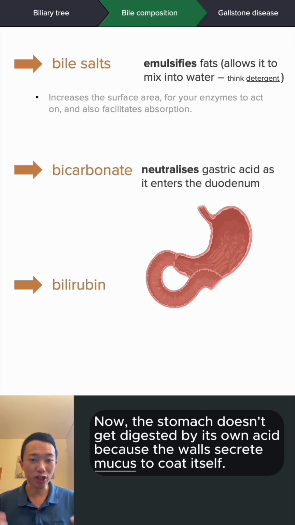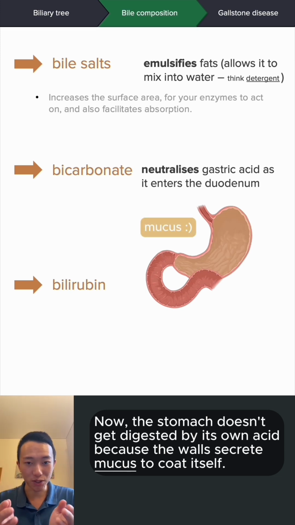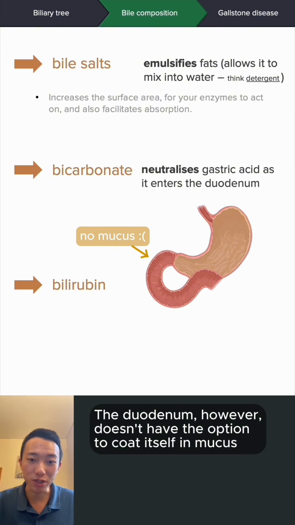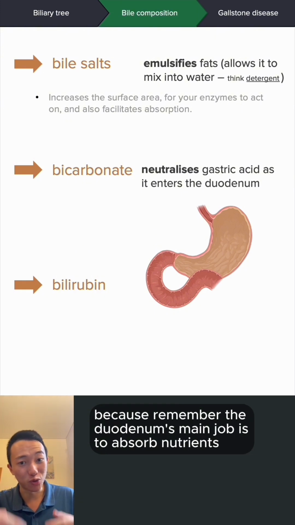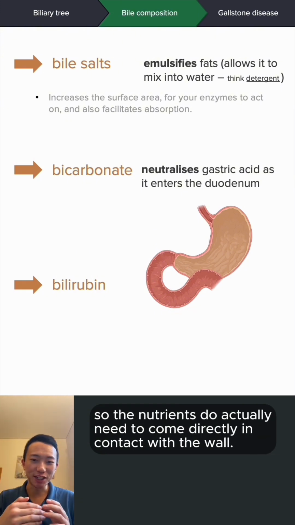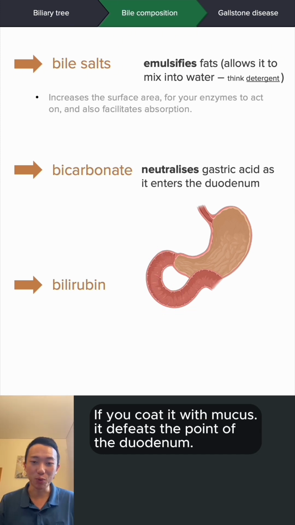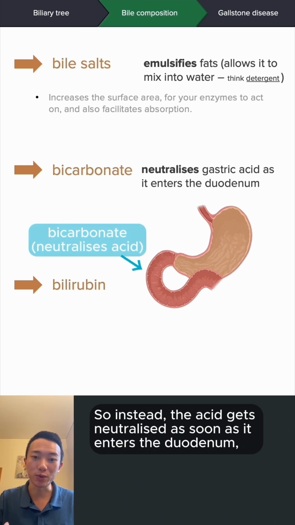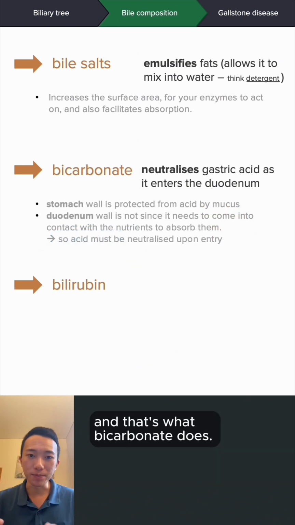Now, the stomach doesn't get digested by its own acid because the walls secrete mucus to coat itself. The duodenum, however, doesn't have the option to coat itself in mucus because remember, the duodenum's main job is to absorb nutrients. So the nutrients do actually need to come directly in contact with the wall. If you coat it with mucus, it defeats the point of the duodenum. So instead, the acid gets neutralized as soon as it enters the duodenum, and that's what bicarbonate does.